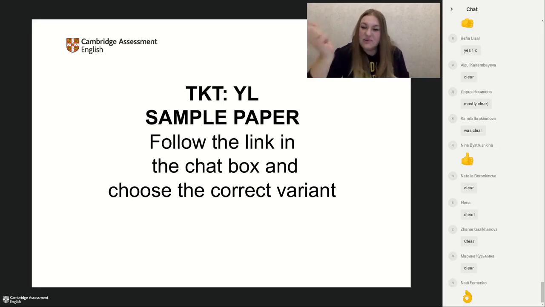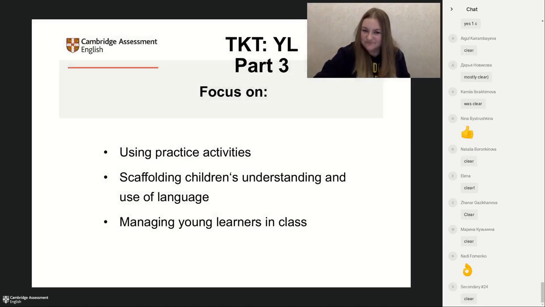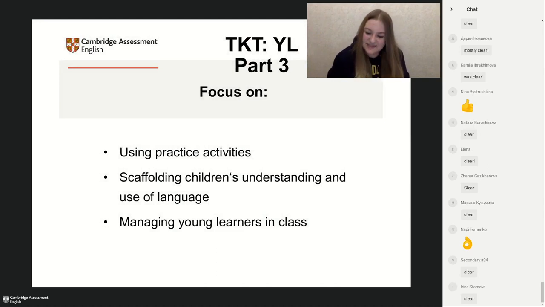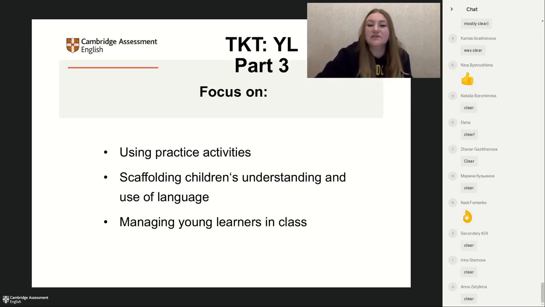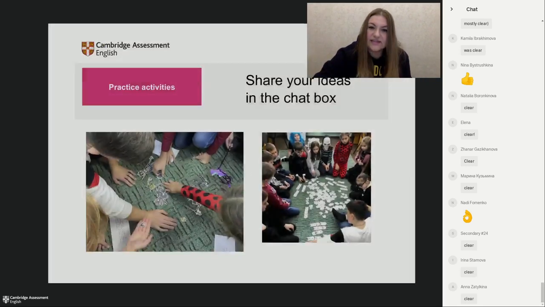And now let's move to part three of the TKT Young Learner test. This part focuses on using practice activities in the classroom, scaffolding children's understanding and use of language, and of course managing young learners in class. So there are three basic components which part three of the test covers, and it tests your knowledge of these components. Let's have a look at this.